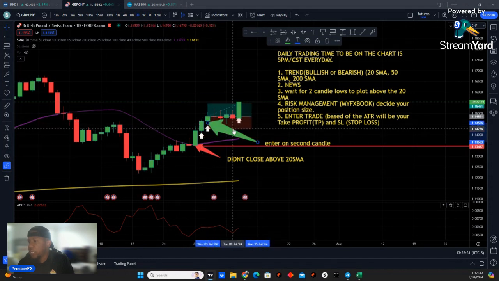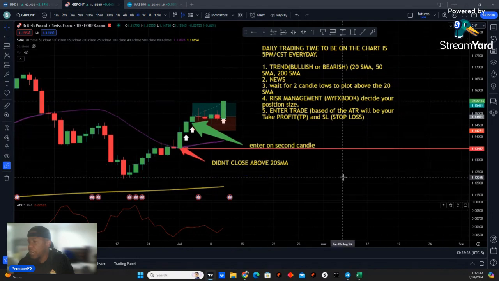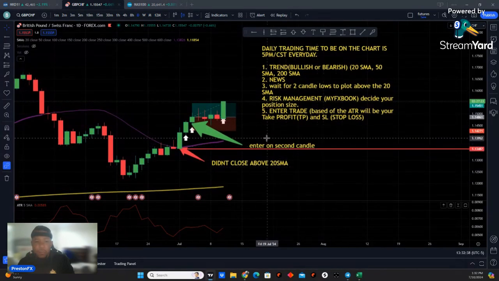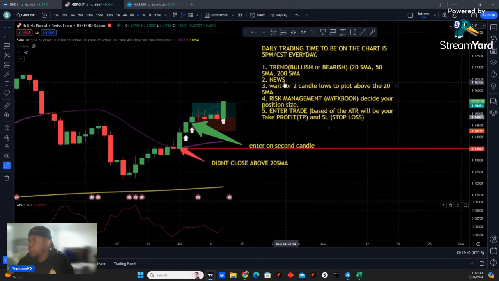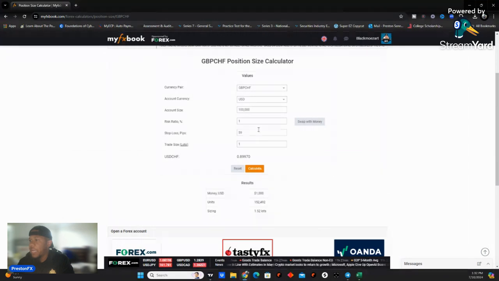And then you waited 5 days. And then today, on the 10th of July, it actually hit the take profit. Wait for the 2 candle low supply, like it says. Boom. Risk management. You will go to my FX book.